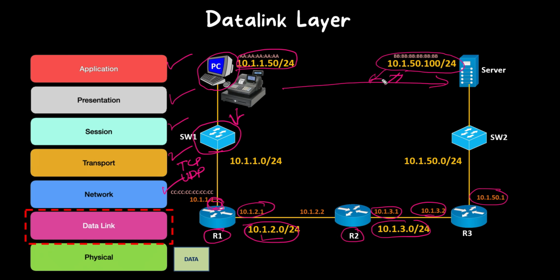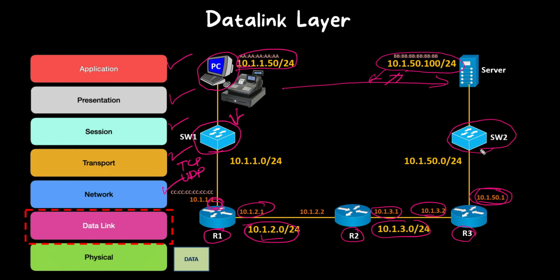So R2 checks with R3, forwarding to R3 and asking, do you know this network 10.1.50.0? Then R3 checks its network interfaces and it can understand that one of its interfaces is connected to 10.1.50.0. So it only knows this device is connected on that interface, but it doesn't know where in that network this device is located. So R3 sends that traffic to switch number 2.